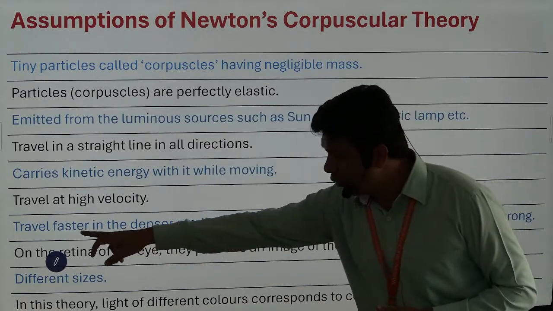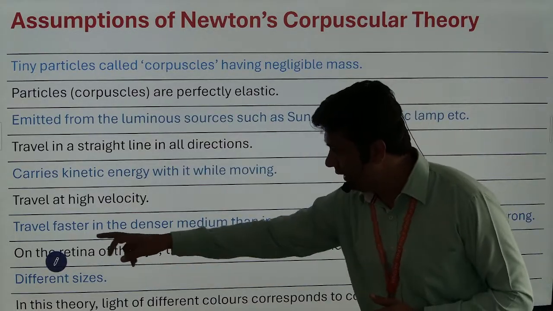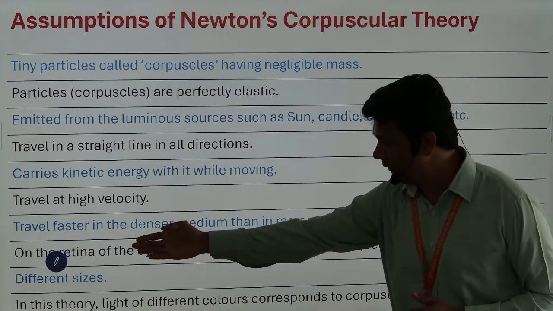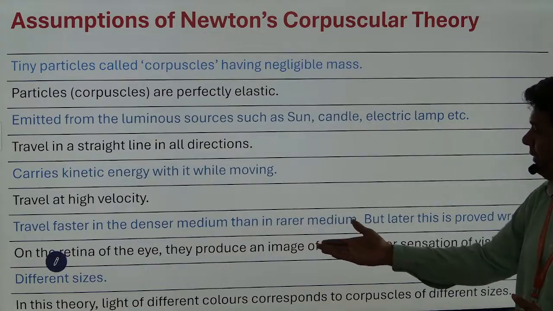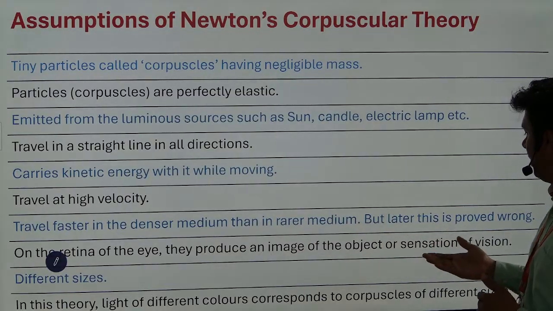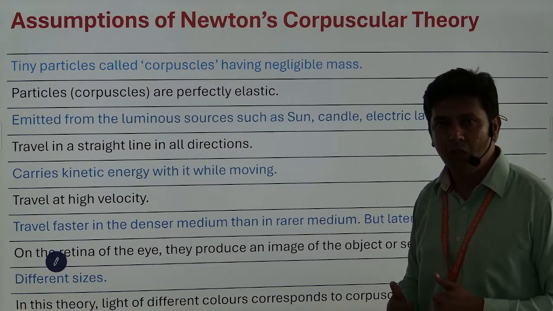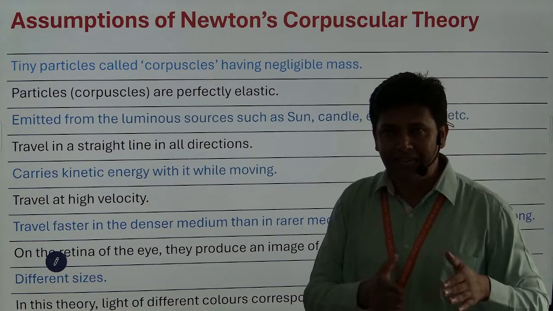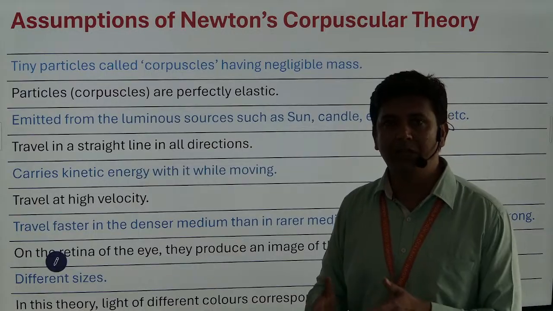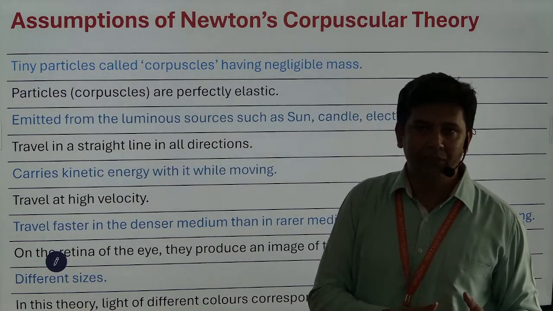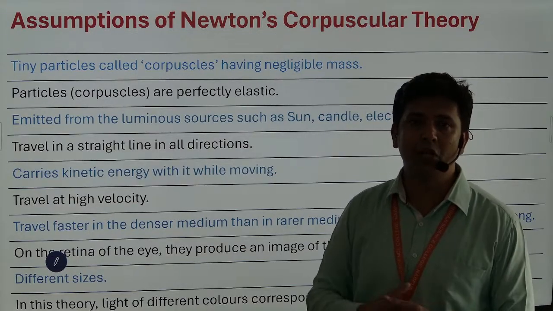Similarly, there is one more drawback of this particular theory, that this tiny particle travels faster in the denser medium than in the rarer medium. But later this was proved to be wrong. We know that the speed of light in a rarer medium is more than the speed of light in a denser medium, because the density of the rarer medium will be less, and that's why the speed of light will be more.